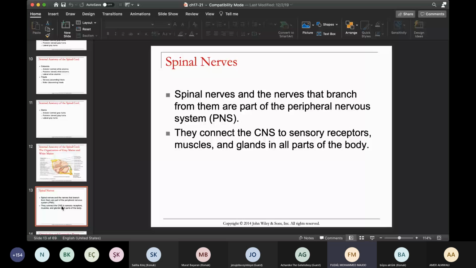Then there's 12 pairs of thoracic nerves, and those are T1 through T12. We end up having 5 pairs of lumbar nerves, L1 through L5. And there's also 5 pairs of sacral nerves, S1 through S5. And there's a single pair of coccygeal nerves.